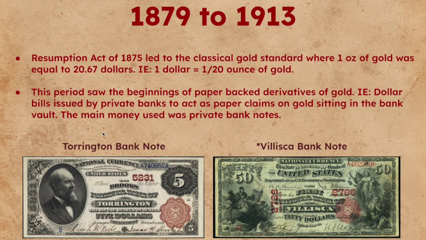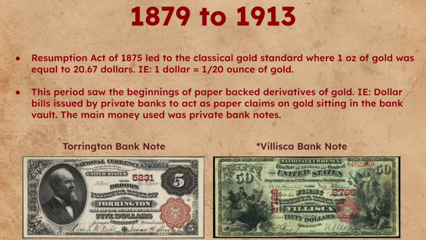But this period saw the beginnings of a paper-backed derivative of gold called the dollar bill, right? And remember, people were just before then on the gold standard trading gold coins. Now we have introduced a paper-backed derivative of the gold coins. And so these were not issued by a large federal bank. These were issued by private banks.